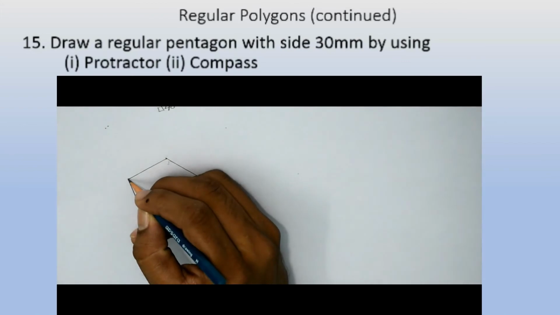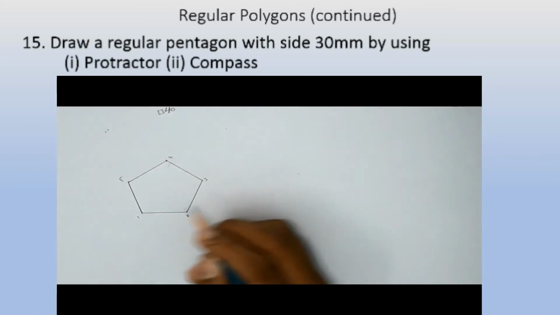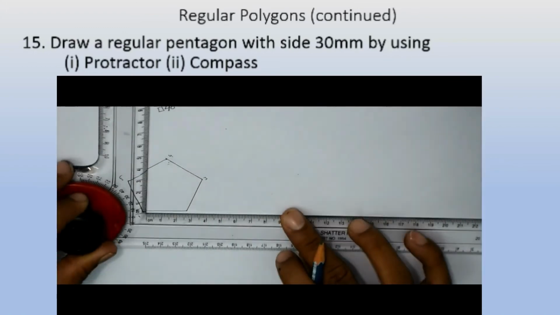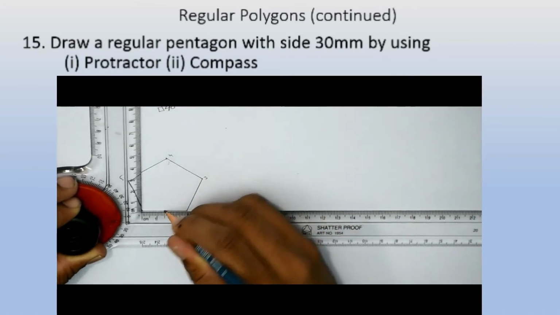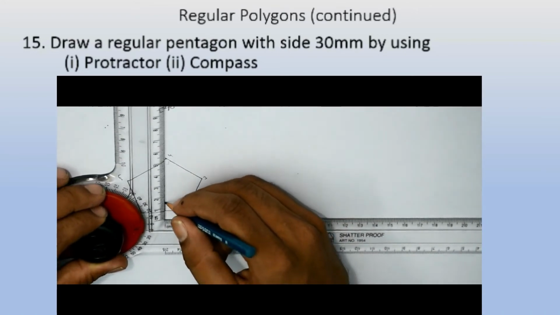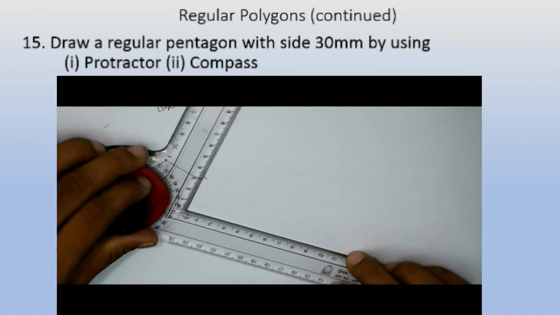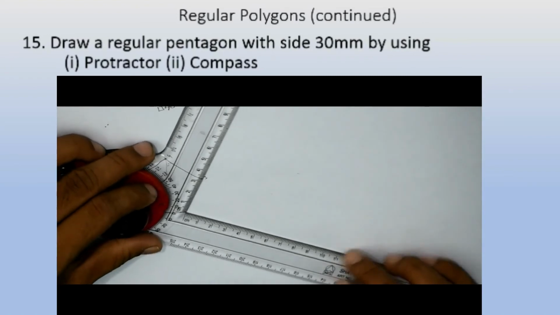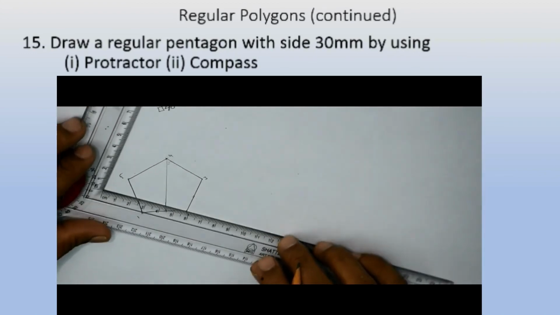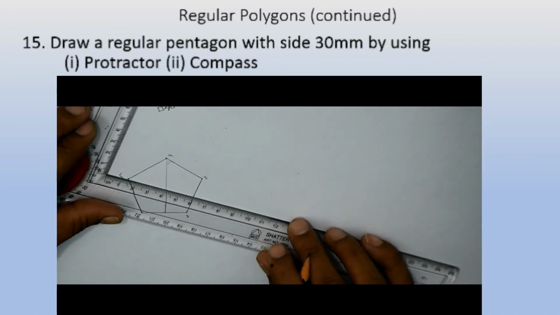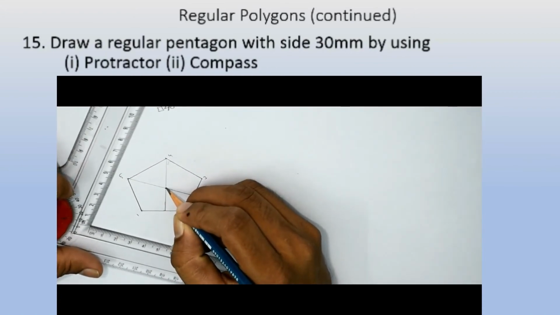Here I'm having a beautiful pentagon. I can number these corners here, 5 corners. And to get the center point, from the center of any line, that is 30 by 2, 15, join the opposite corner. This is the easiest way. And from any other line, take 30 by 2, 15 and join the opposite corner. So this is going to be our center point.